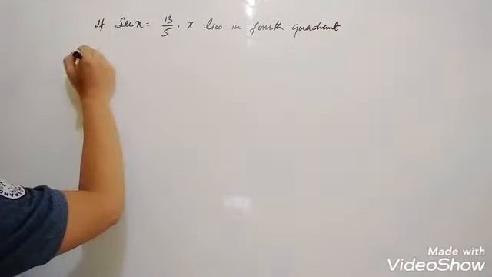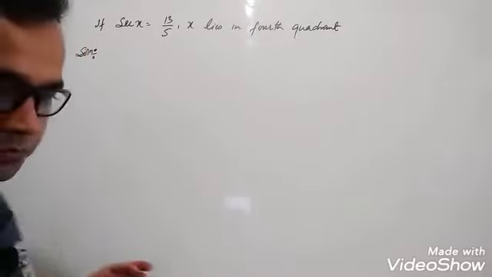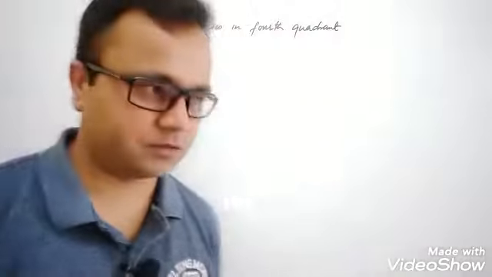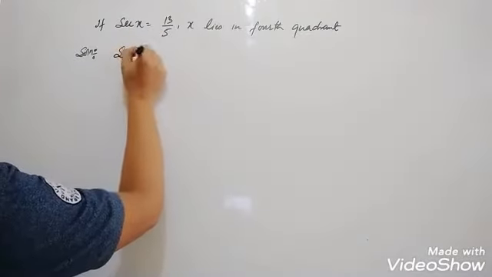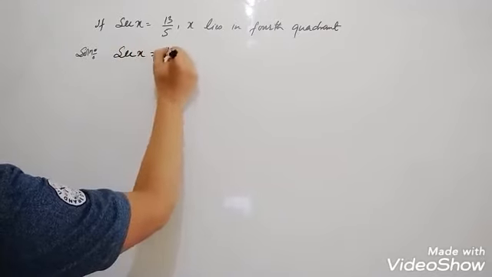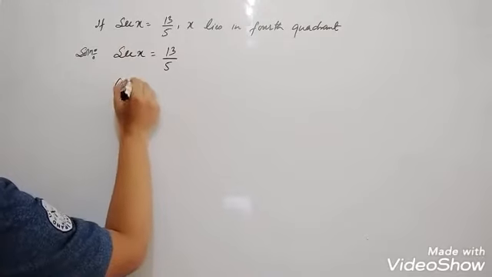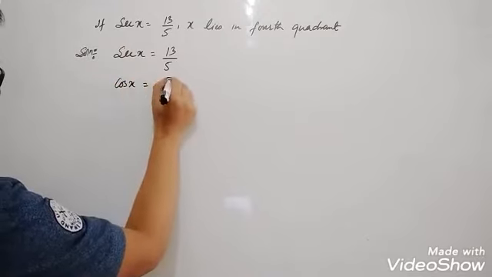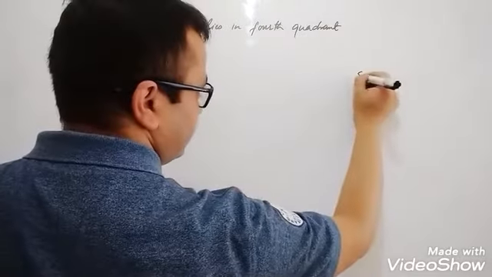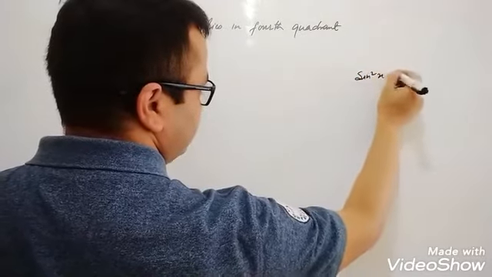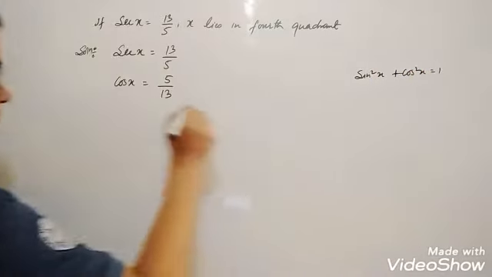In the solution, sec is the reciprocal of cos. First we write sec x equals 13/5. Now reciprocate it, so it is cos x. Cos x equals 5/13. Now use the formula sin square x plus cos square x equals 1.